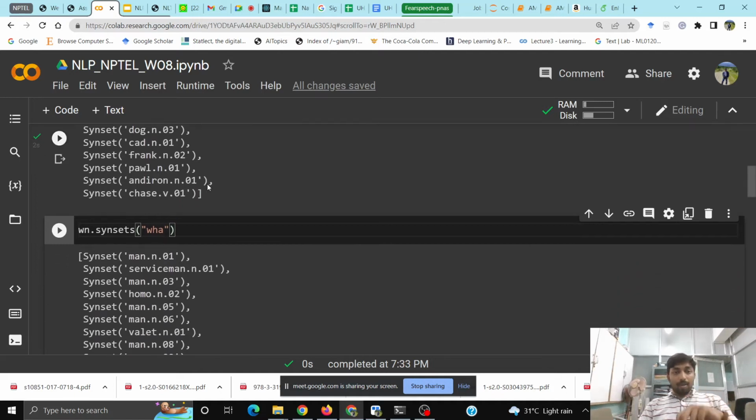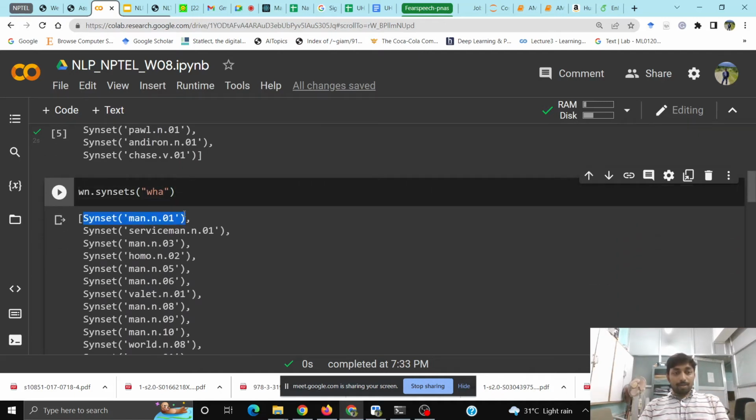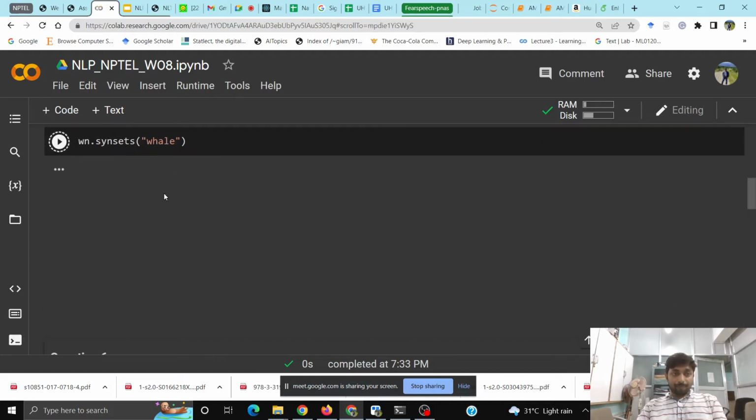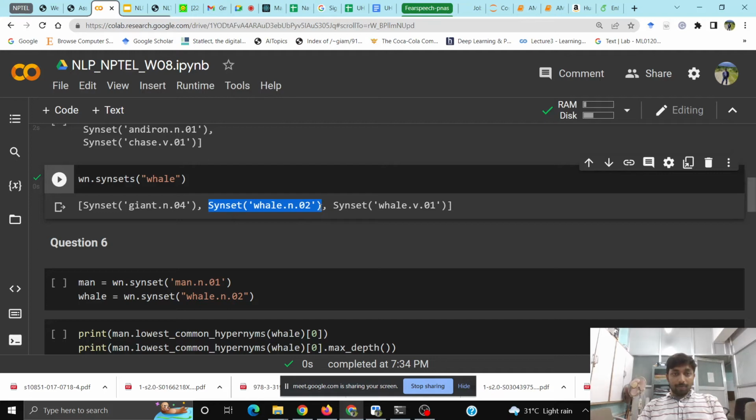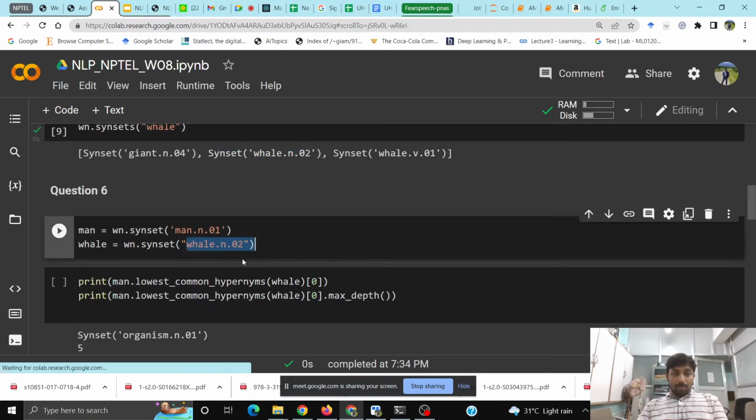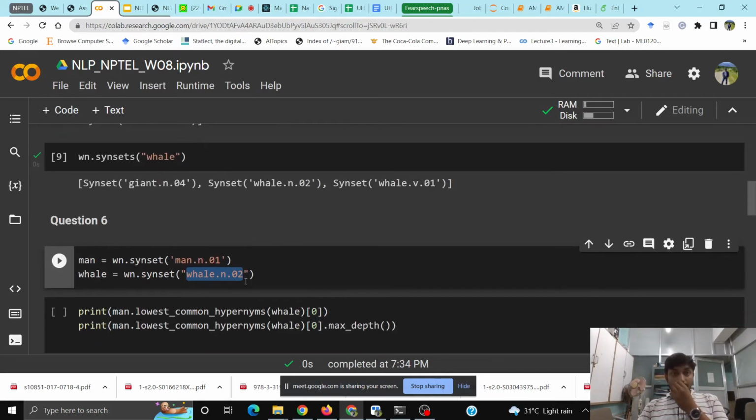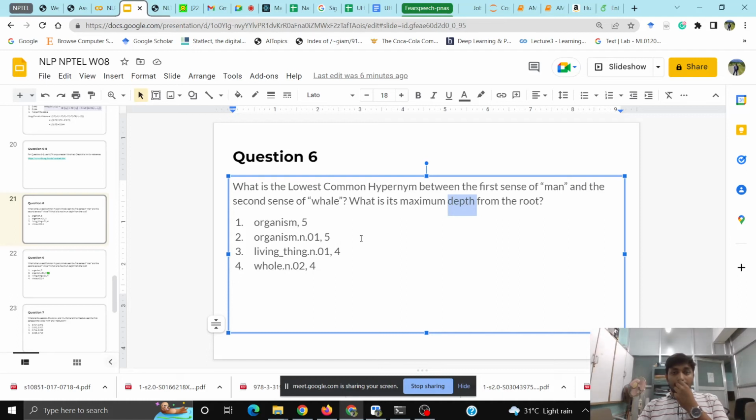Yes, sir. Yeah. So the first sense of man is this. So that we have to use. We have to use the second sense of whale. This is the second sense of whale. That is this one. Next, what we have to find out, let us see the question. We have to find the lowest common hypernym between the first sense of man and second sense of whale.